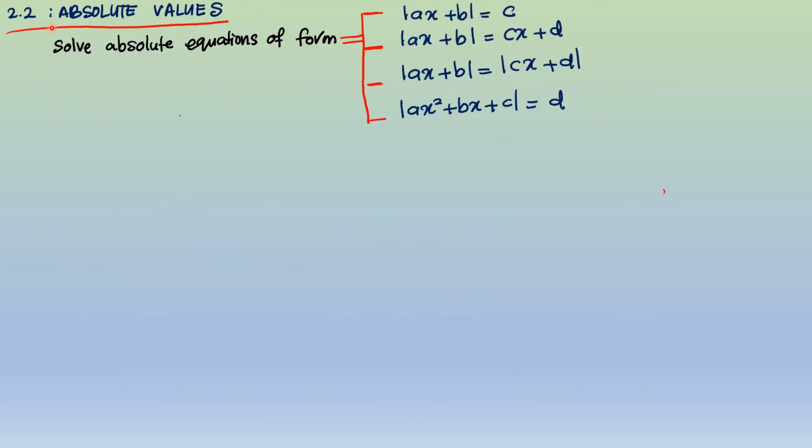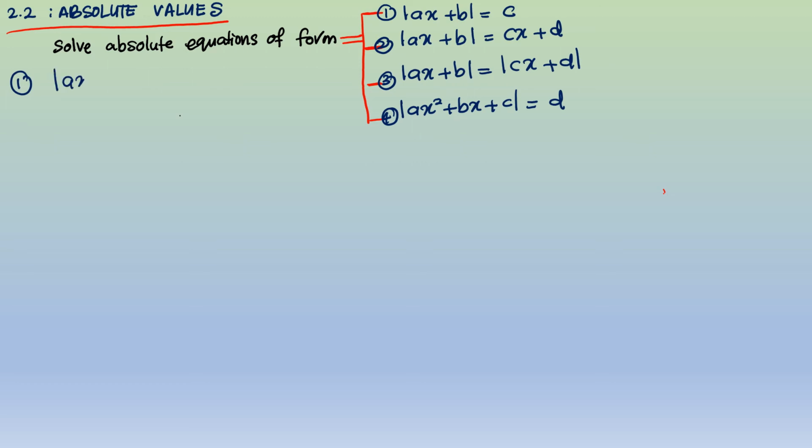So we continue with our 2.2 absolute values. How we're going to solve absolute equations of form. We will have 4 forms. You can see here, modulus equal to constant without modulus, modulus linear equal to linear without modulus. So you have modulus linear on the left and equal to modulus linear on the right, and you have a modulus quadratic equal to a constant number without modulus, right? So let's label it as form number 1, form number 2, form number 3, and form number 4. Let's look at form number 1.